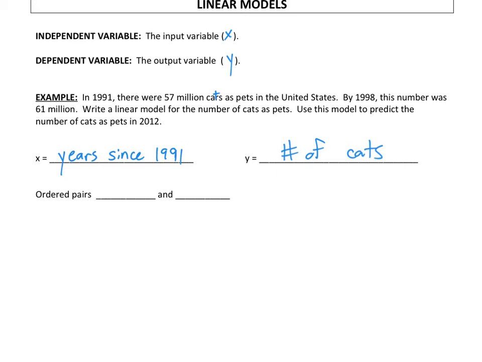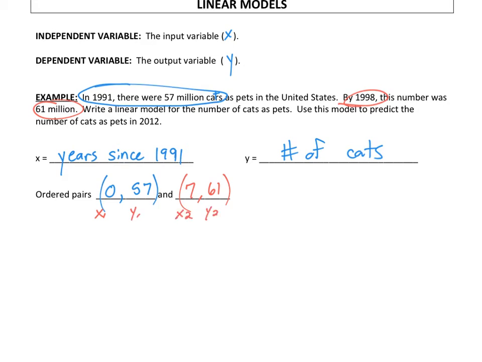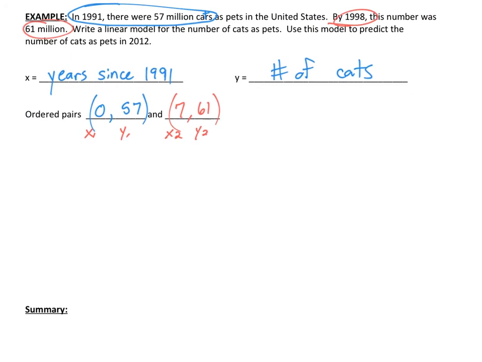Okay? So we have two ordered pairs. We have one that comes from 1991. 1991 is 0 years after 1991, and there are 57 million cats. So that's our first ordered pair. And then we have 1998, there were 61 million cats. So 1998 is 7 years after 1991, and there were 61 million cats. So we have an x1 and a y1, and we have an x2 and a y2. So we're going to find an equation that relates these.